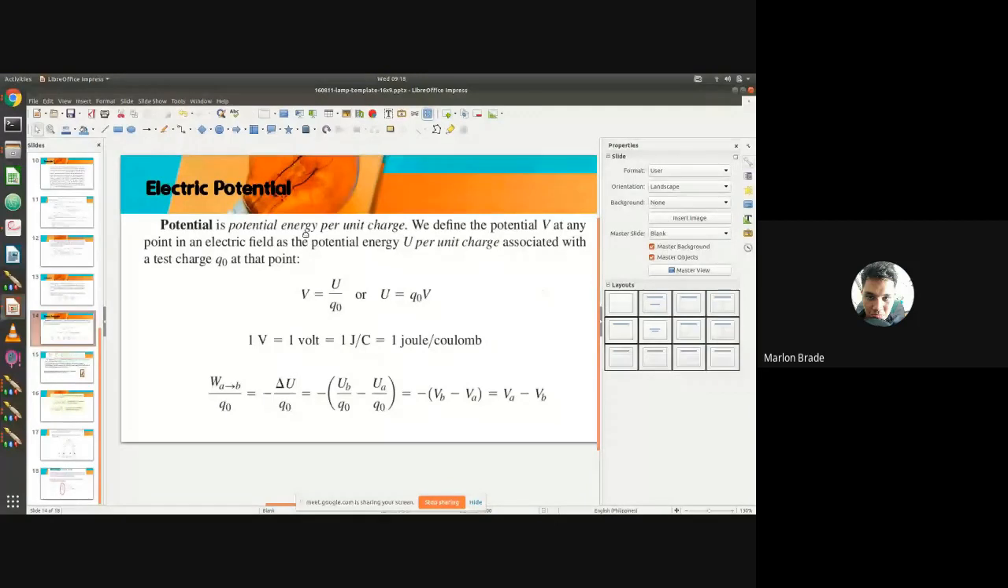So we define the potential V at any point in an electric field as the potential energy U per unit charge associated with a test charge q naught at that point. So the potential V is equal to the potential energy at that given point divided by the test charge q naught. Or the potential energy is equal to q naught V. The unit of potential is the volt, which is 1 joule per coulomb.